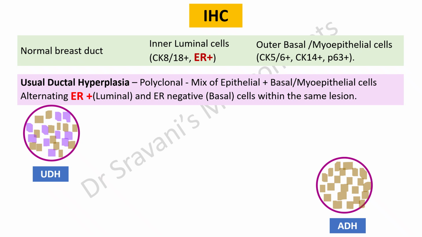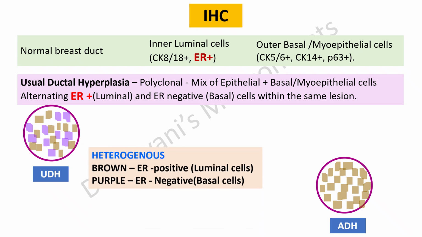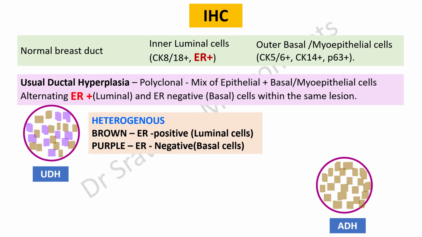It is similar to the CK5/6 positivity. When we stained with CK5/6, what happened there? The basal cells got stained, whereas the luminal cells remained unstained. Here with ER, what is happening? The luminal cells are getting stained, whereas the basal cells are remaining unstained. So it is showing a heterogeneous pattern. Brown is ER positive luminal cells, purple is ER negative basal cells.